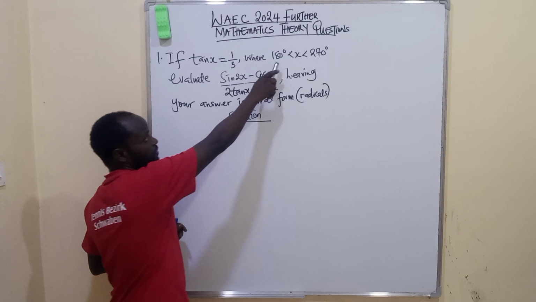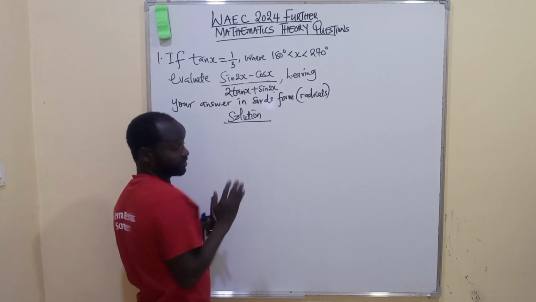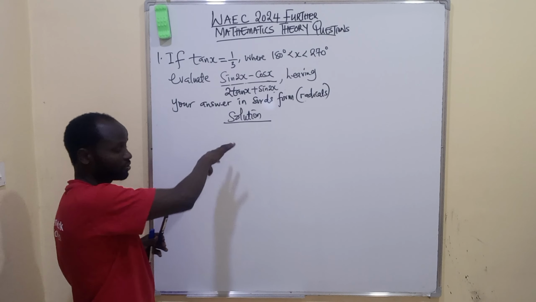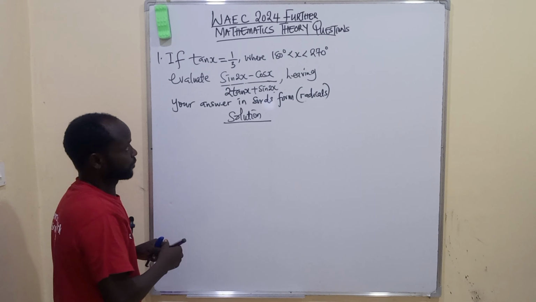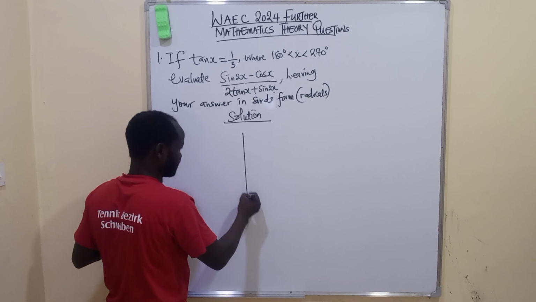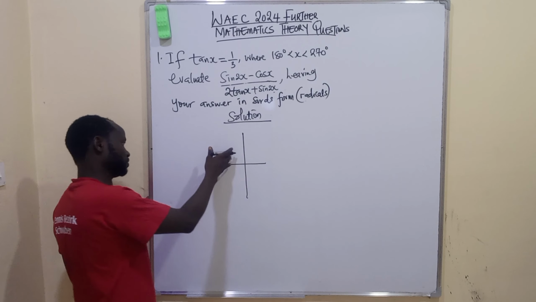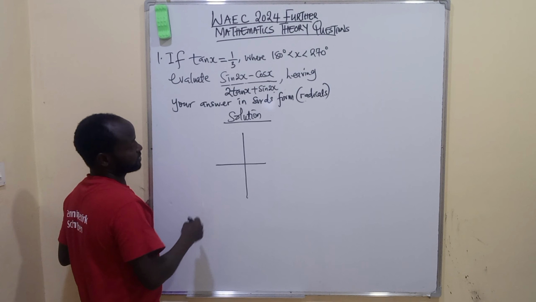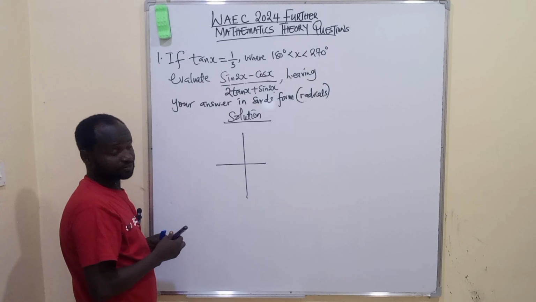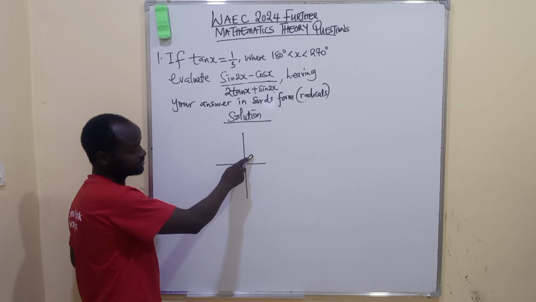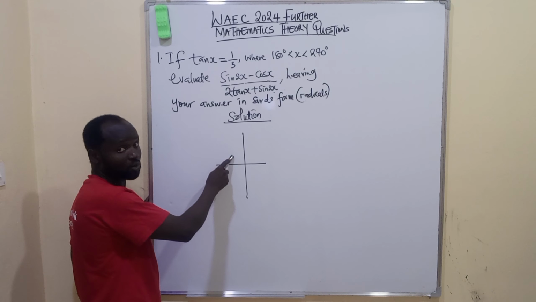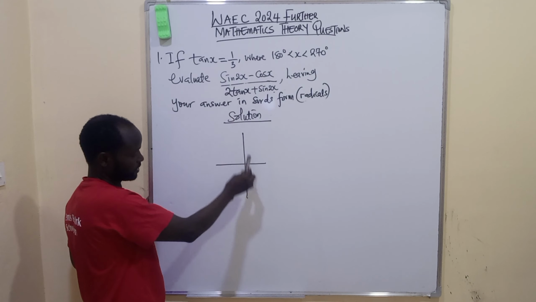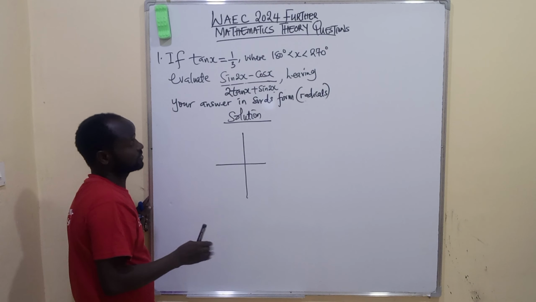The range given here says the angle is more than 180 degrees but less than 270 degrees, so we can use the knowledge of acute angles here. We draw the quadrants: the first, second, third, and fourth quadrant. An angle in the first quadrant is less than 90, in the second quadrant less than 180 degrees, in the third quadrant less than 270 degrees, and in the fourth quadrant less than 360 degrees.